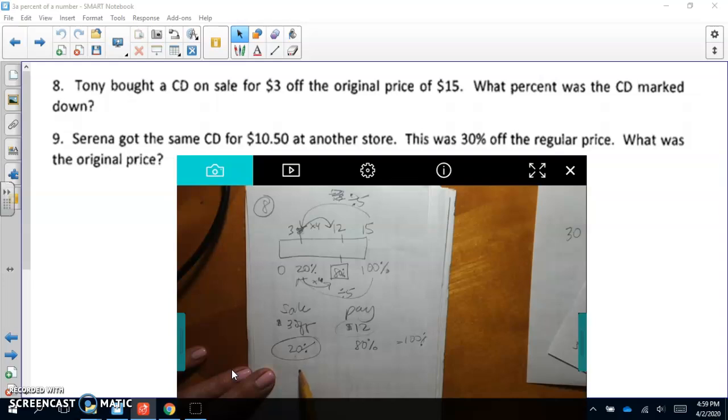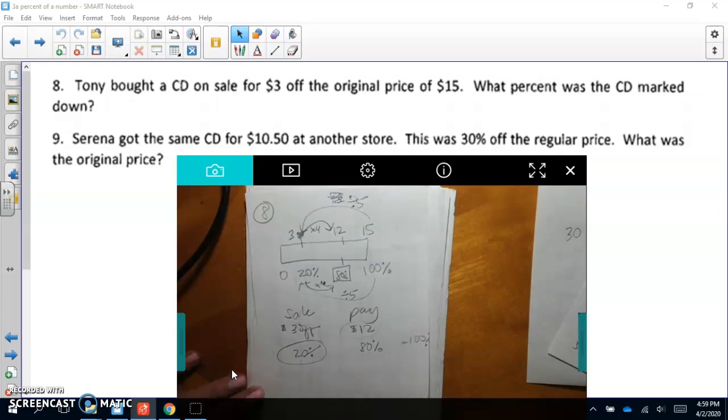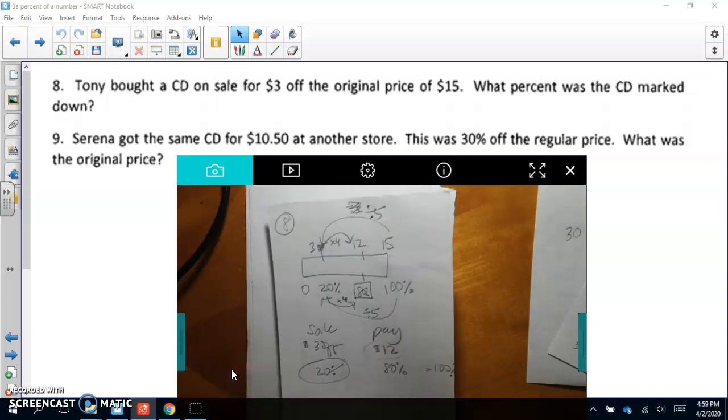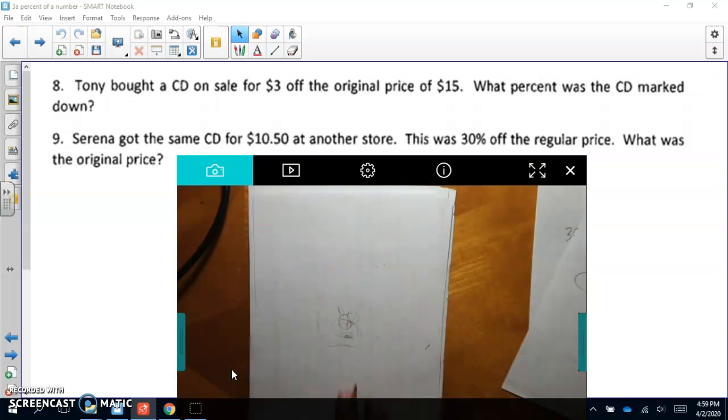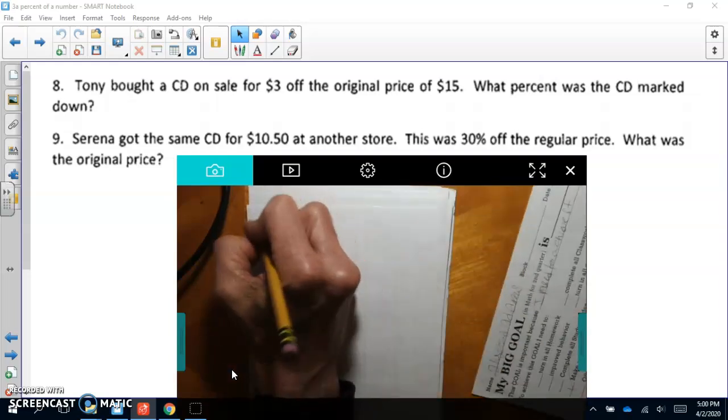So the sale is $3 off, or 20% off of the price, which is a pretty good deal, right? That's not so bad. Saving $3, you could use that money other places. All right, number 9. Number 9.